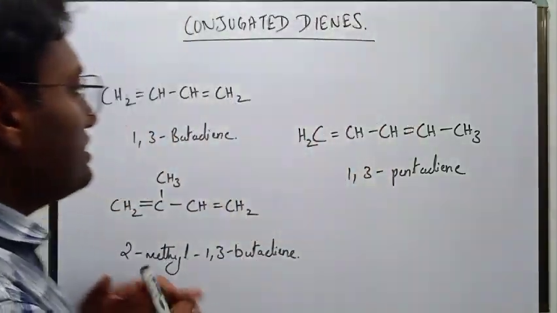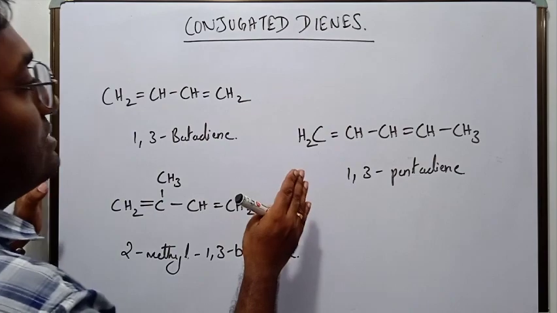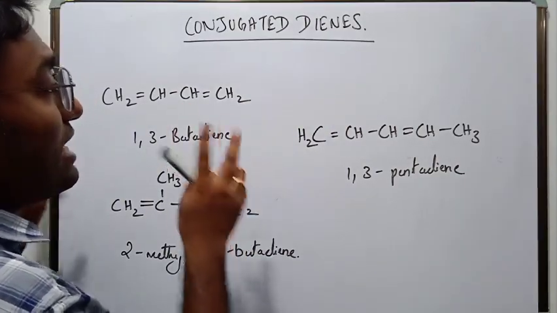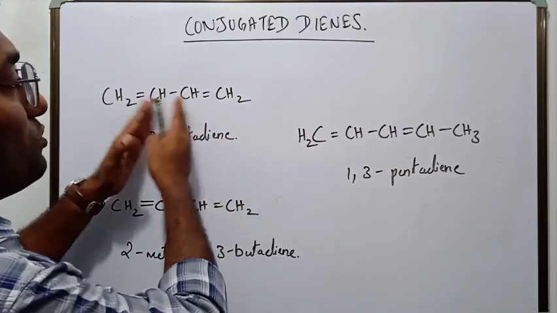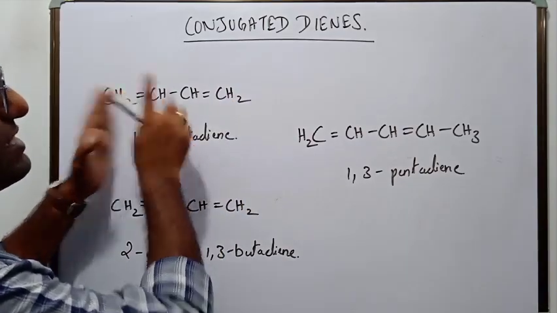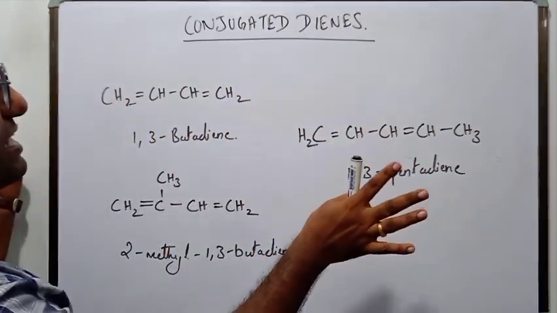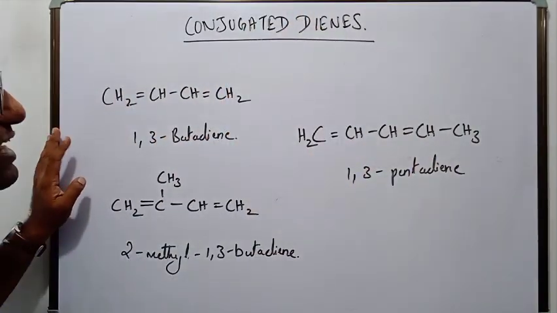So conjugated dienes are alkadienes. Alkadienes means alkenes with two double bonds. So they are alkenes with two double bonds, but the two double bonds are separated by a single bond. Correct? The two double bonds are separated by a single bond. So that is a conjugated diene.